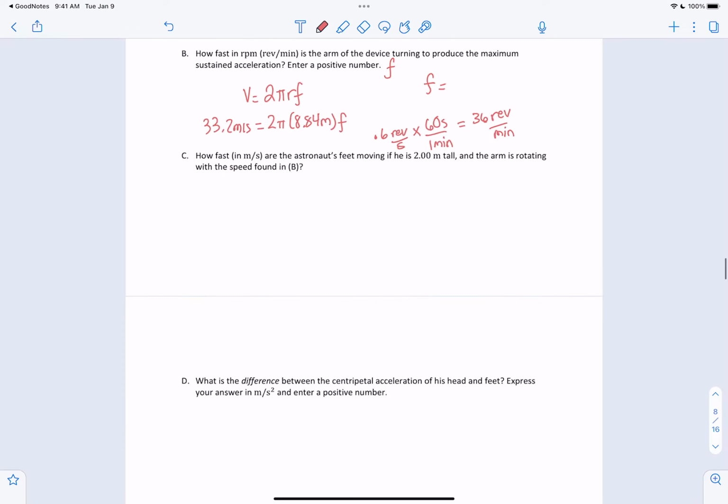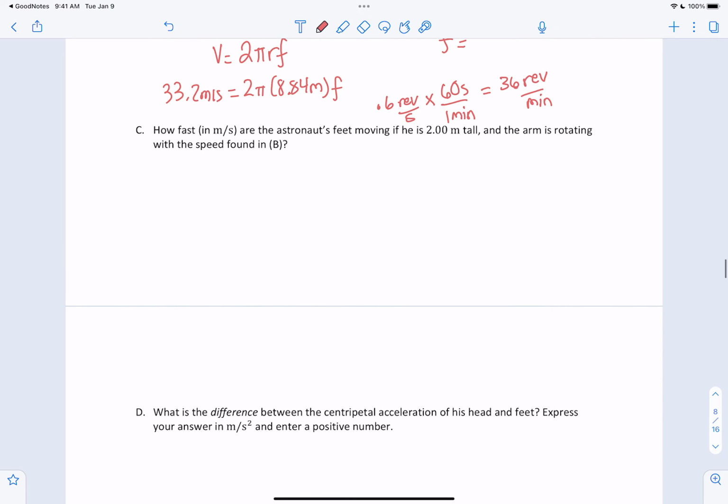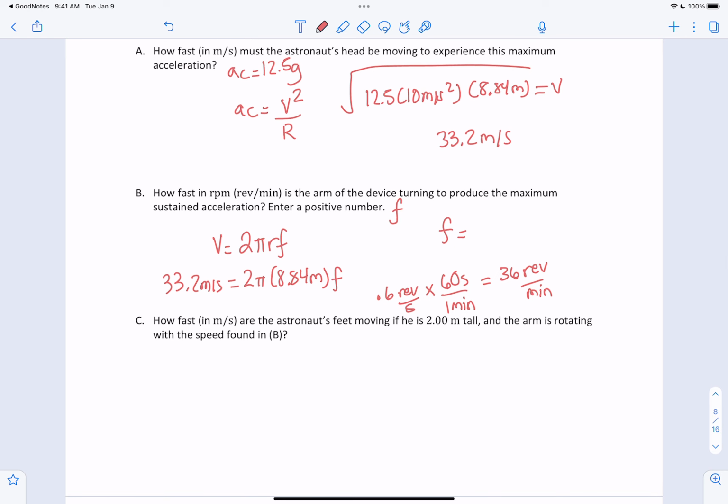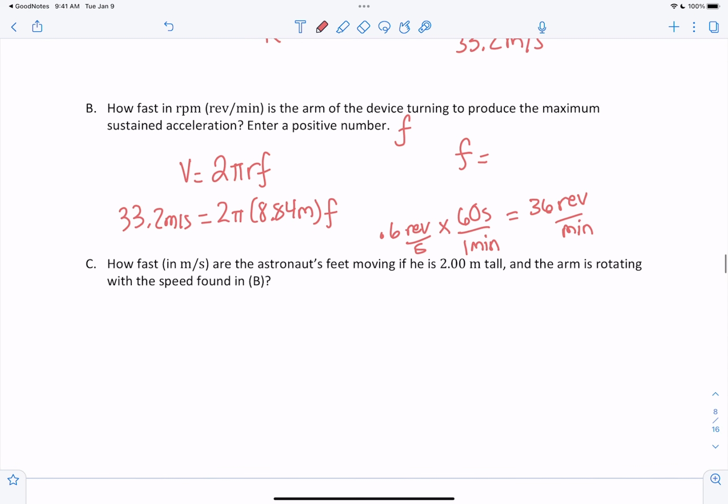Now for C, it's asking how fast are the astronaut's feet moving if he's 2 meters tall and the arm is rotating with the speed found in B. When they say speed found in B, it really should be the frequency found in B. That's what they mean, the 36 revolutions per minute or the 0.6 revolutions per second here. So what they're actually asking for here, when they indicate the units, is the linear speed of the astronaut's feet.